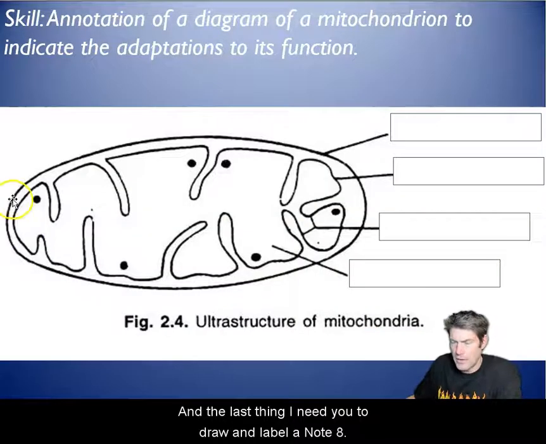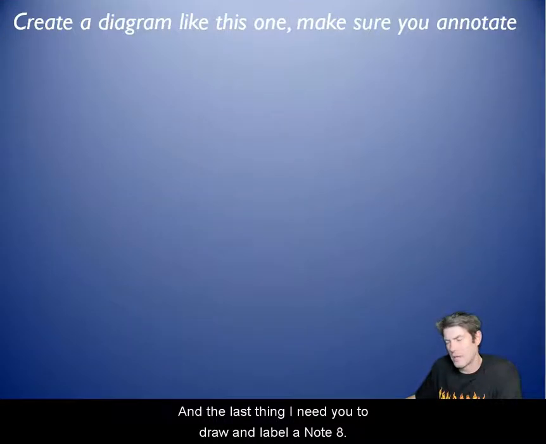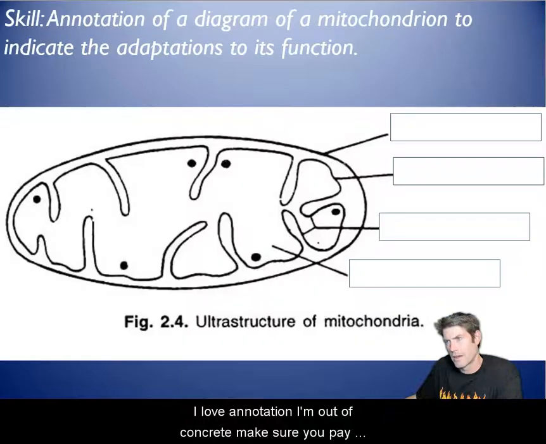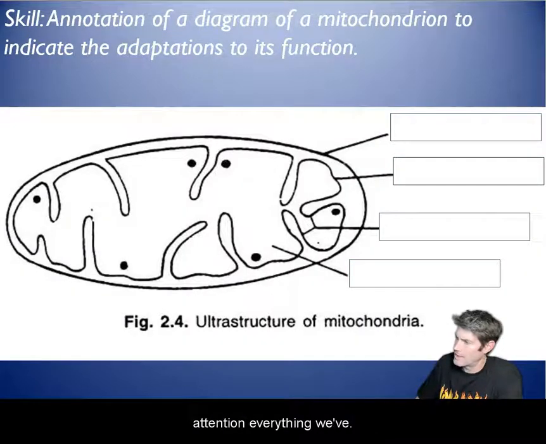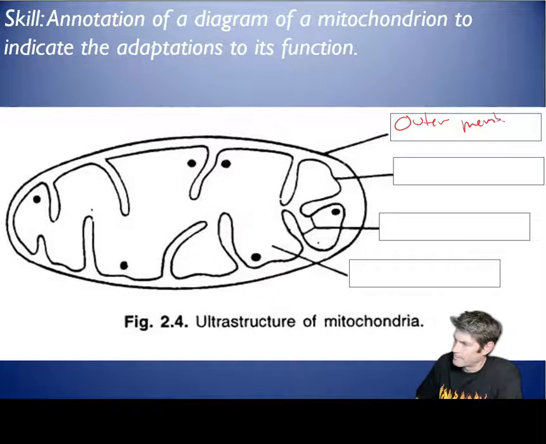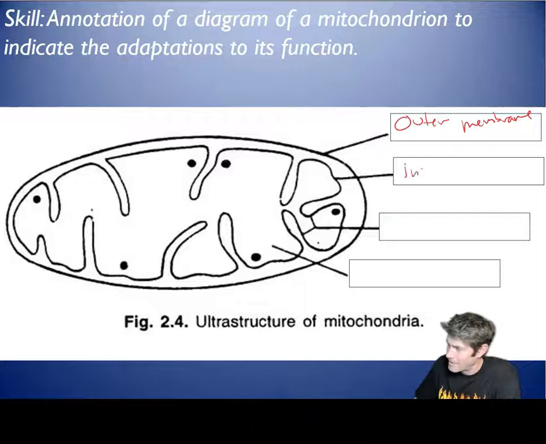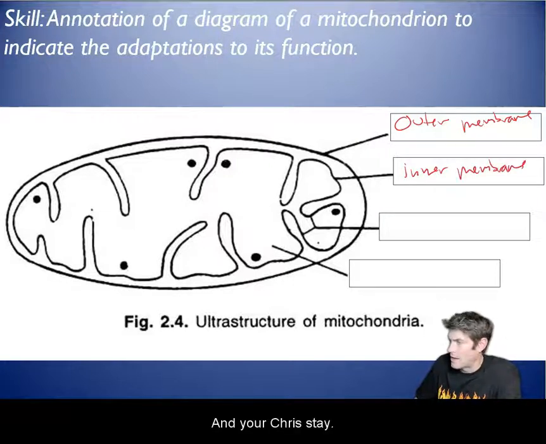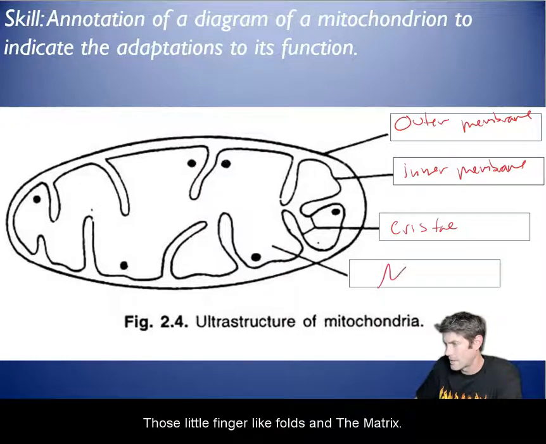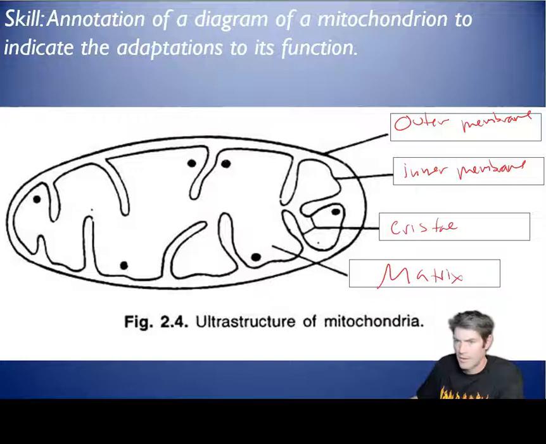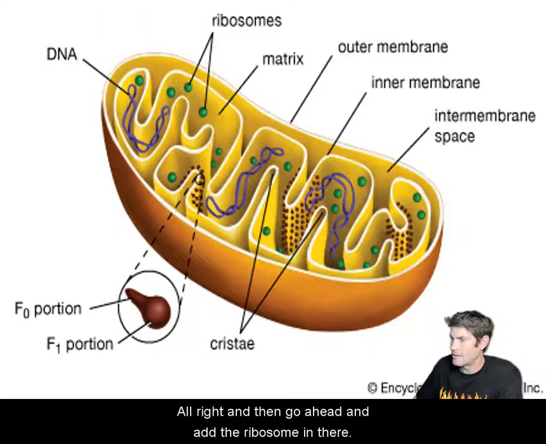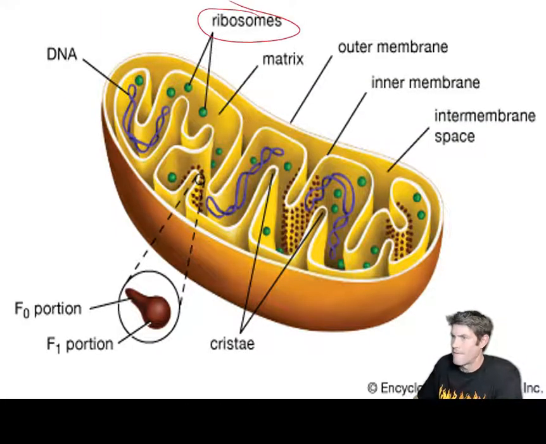And the last thing, I need you to draw, label, and annotate. I love annotation. A mitochondria. Make sure you pay attention to everything we've been talking about. So outer membrane. If you have an outer membrane, make sure you have an inner membrane. And your cristae, those little finger-like folds, and the matrix. All right, and then go ahead and add a little ribosome in there.